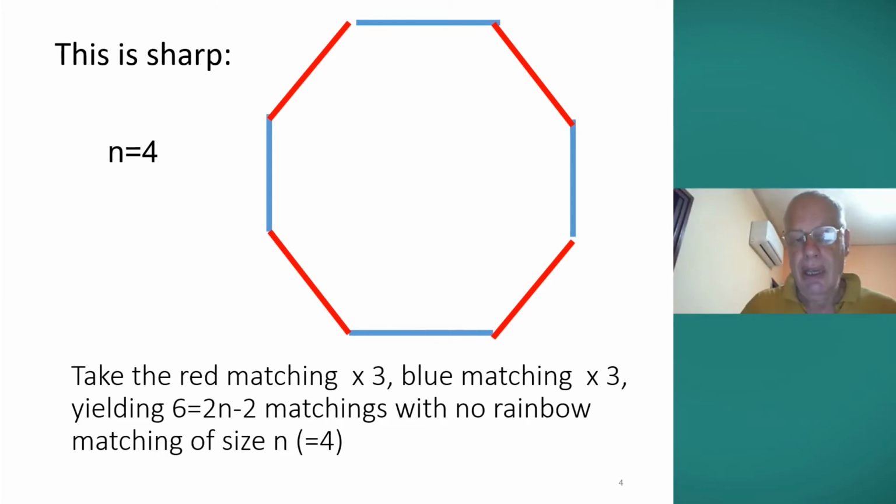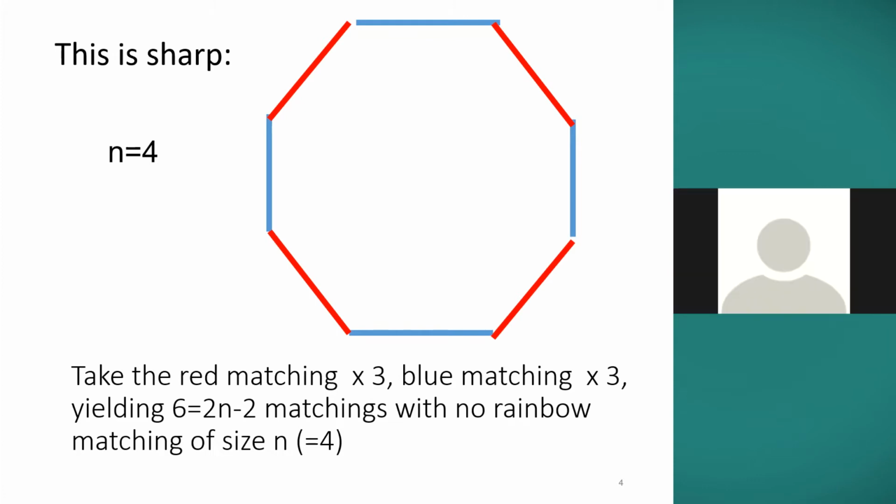And actually, when you generalize it to general n, this is the only example where 2n minus 2, twice n minus 1, does not suffice. Usually 2n minus 2 suffices unless you're in this precise picture.